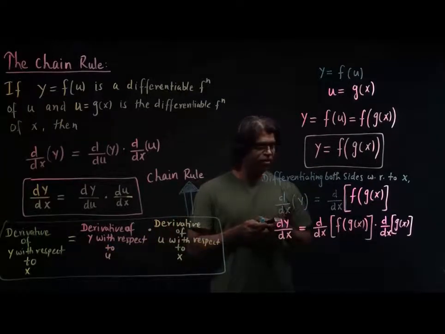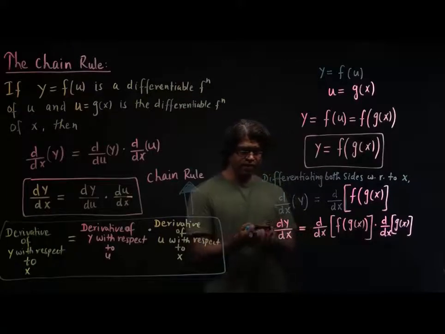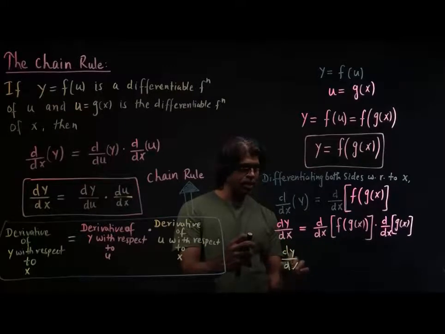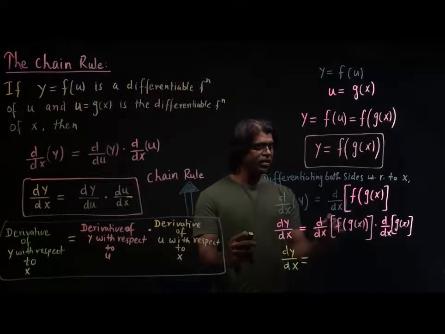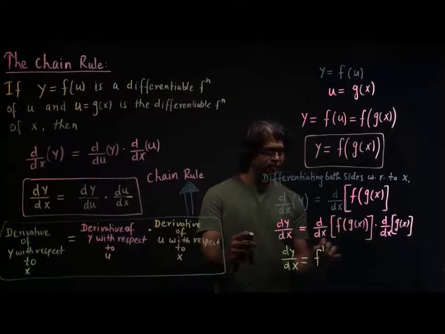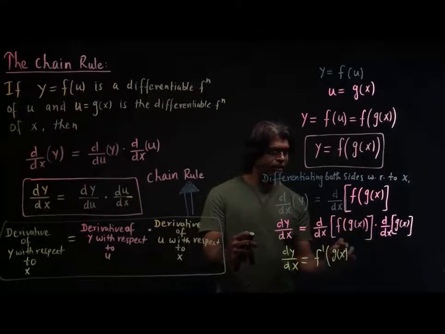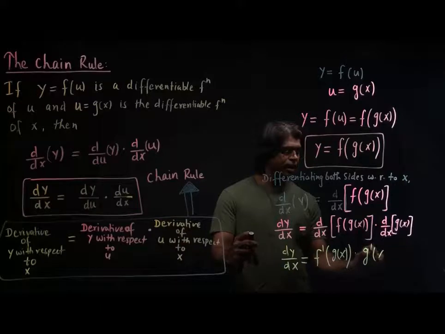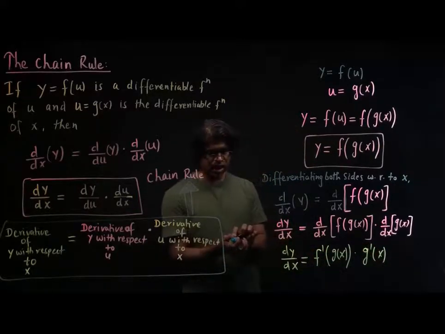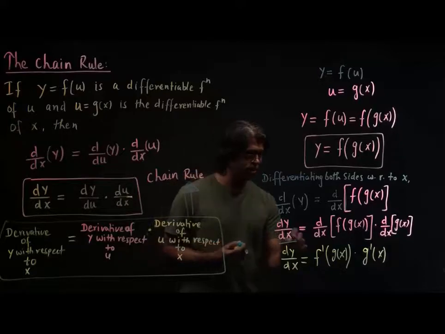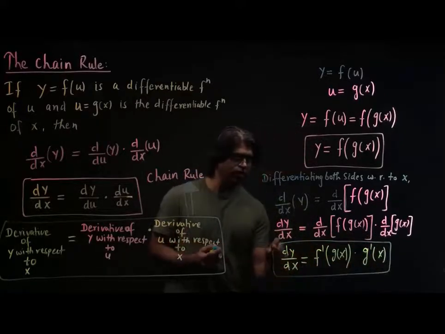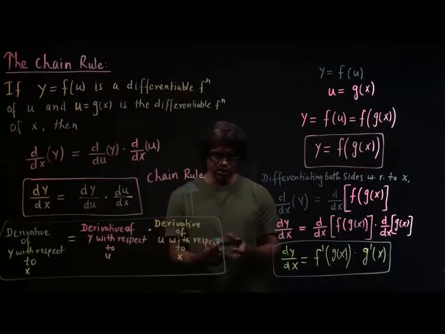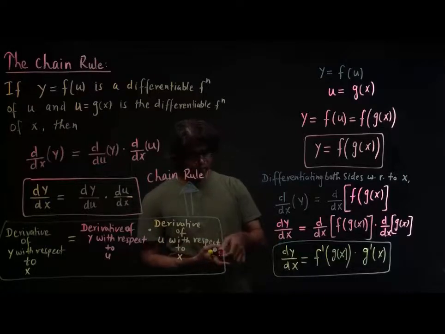If I simplify further, I will write dy over dx is equal to d by dx of f of g of x, which is basically f dash of g of x, times d by dx of g of x, which is g dash of x, right? And this is basically the differentiation of this composite function. This rule is known as the chain rule. Let me write it down.